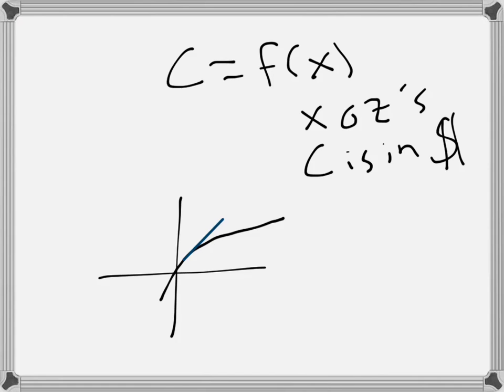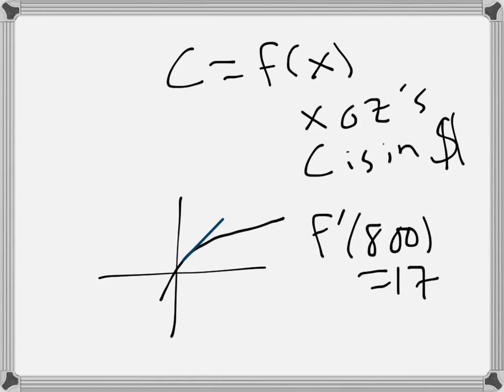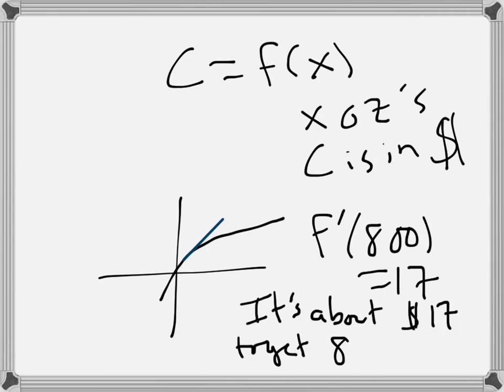And so the next part of the question is, what does f prime of 800 equals 17 mean? That means that if you're at 800 ounces that you've got out of the gold mine, it's going to cost you about $17 to get the 801st ounce. So this means it's about 17 more dollars to get the 801st ounce. So you can just think about it in terms of the next one.